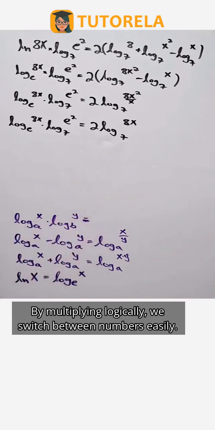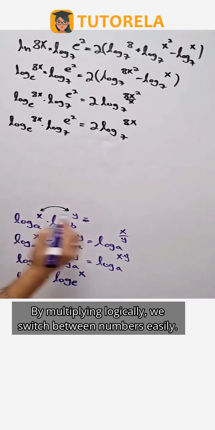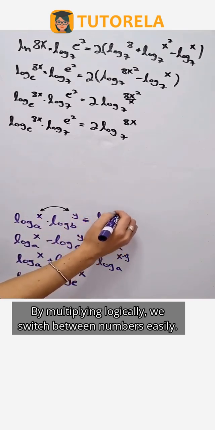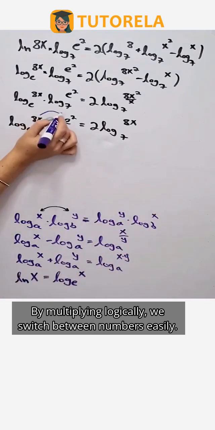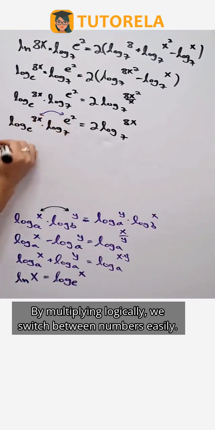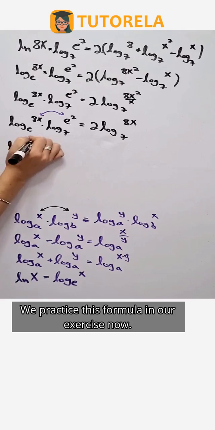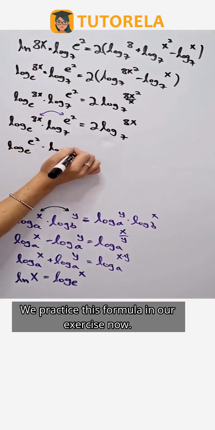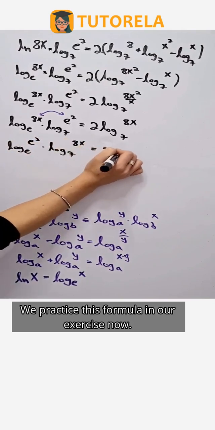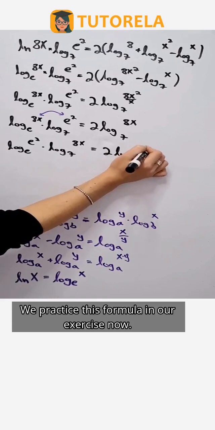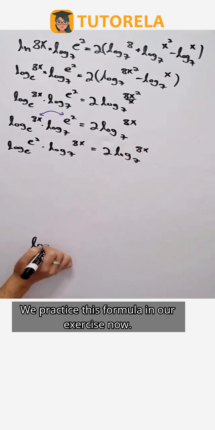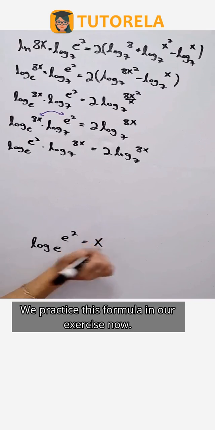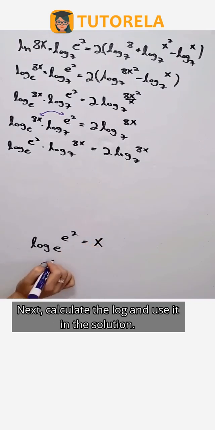By multiplying logically, we switch between numbers easily. We practice this formula in our exercise now. Next, calculate the log and use it in the solution.